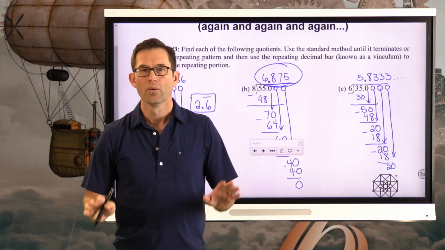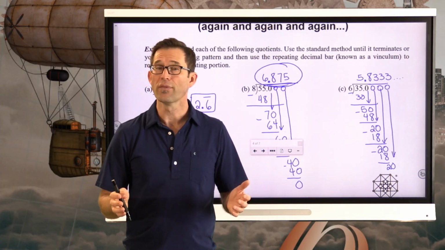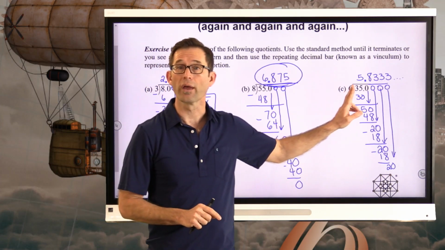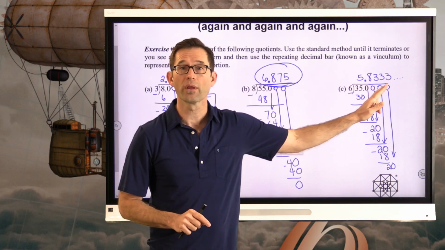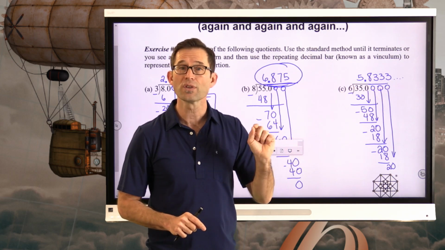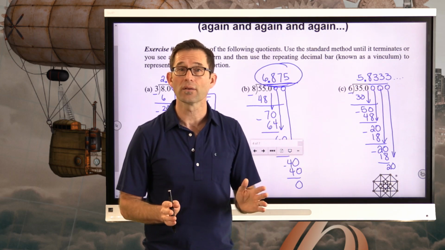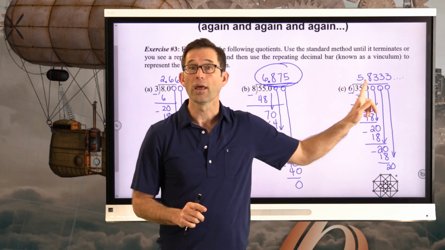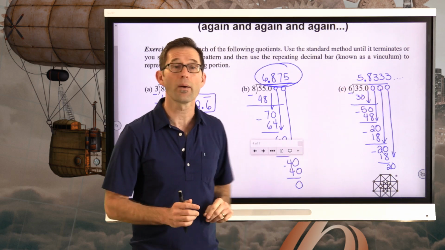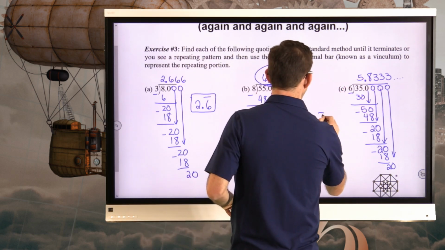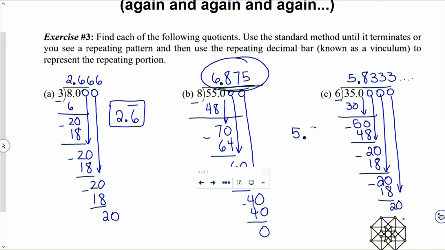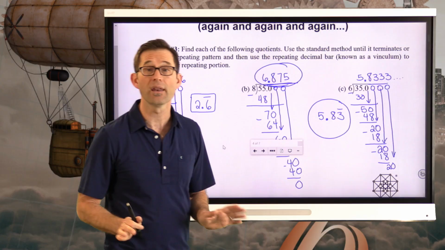Now, we have to be careful. How do we write this? Well, let's be very clear. We have 5.83333. The portion that's repeating does not include the 8, nor does it include the 5. It only includes the 3s. So the way I would write this now as a final answer is 5.83, and then I will only put a bar above the 3, not above the 8 as well.